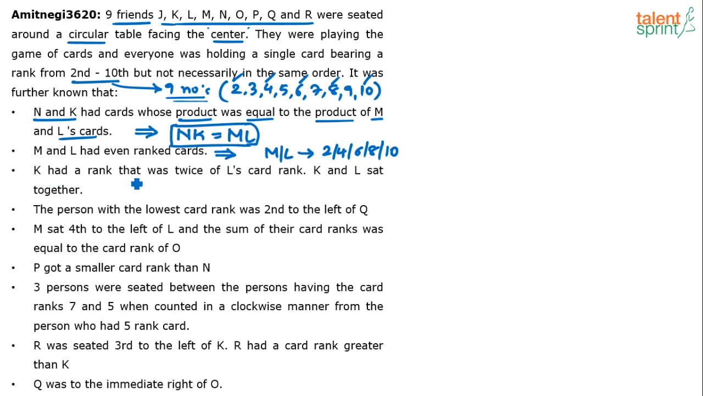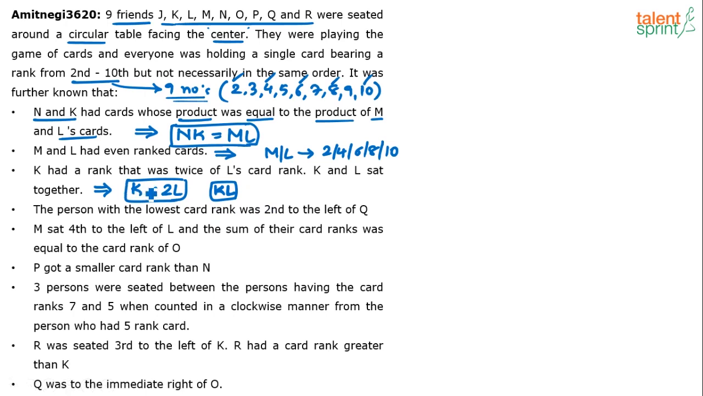Third point: K had a rank that was twice of L's card rank. What does it mean? K is equal to 2L. It was 2 times of L. Another point is K and L sat together. So remember, K and L should be seated together. I'm just pictorially putting it up like this, that K and L should always be together. Keep this in mind. These kinds of pictorial representations will always help you. When you're doing the circular arrangement, you should ensure that both K and L come together.